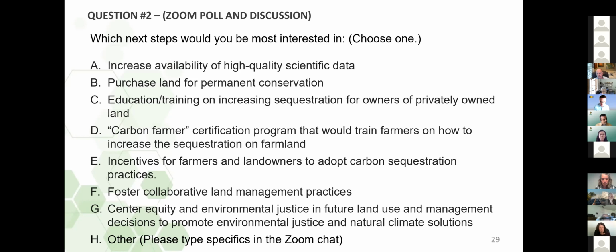So again, increasing the availability of high quality scientific data, purchasing land for permanent conservation, education and training on increasing sequestration among private landowners, carbon farmer certification programs for farmers, incentives for farmers and landowners to adopt sequestration practices, fostering more collaborative land management practices, centering equity and environmental justice in future land use and management decisions, and of course, more. We know there are more options out there. So let's go ahead and launch the poll tool, and we'll check in with all of you: which of these would you have as your starting point among a multi-pronged approach for moving forward?